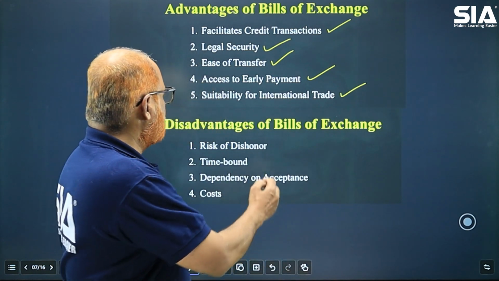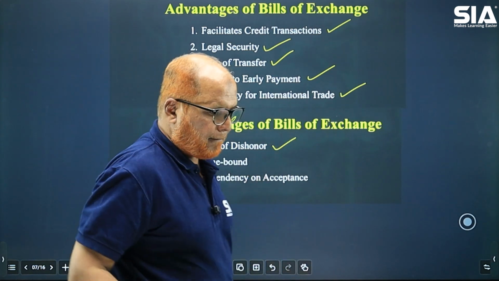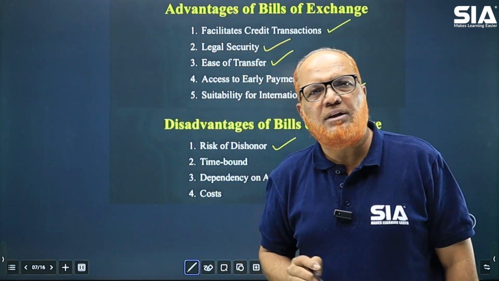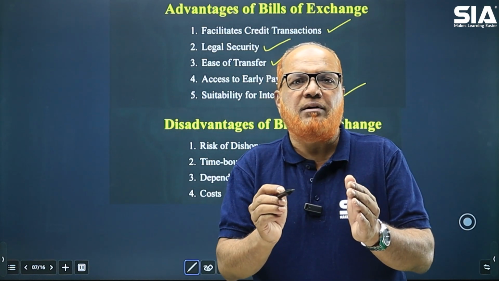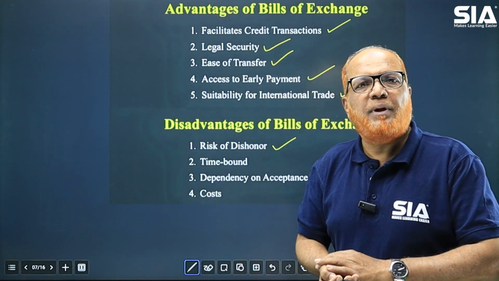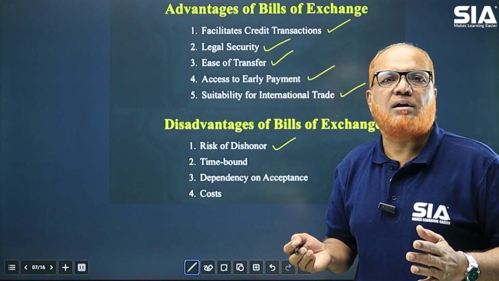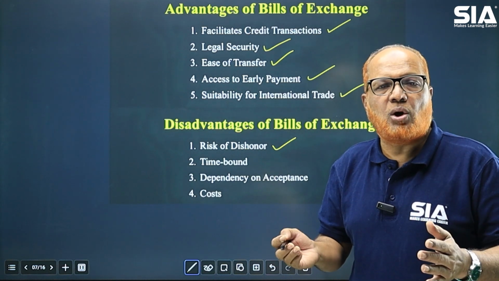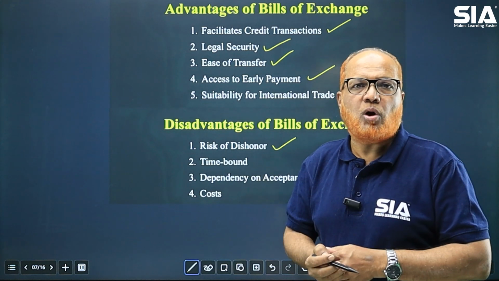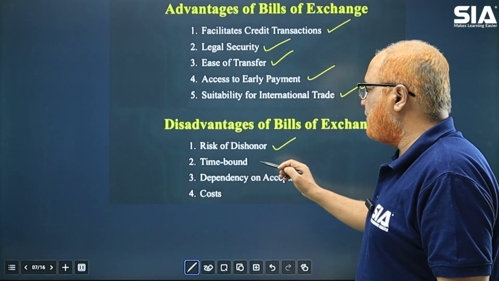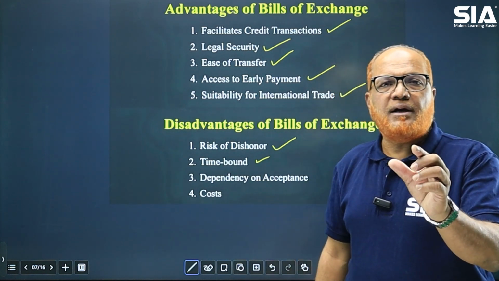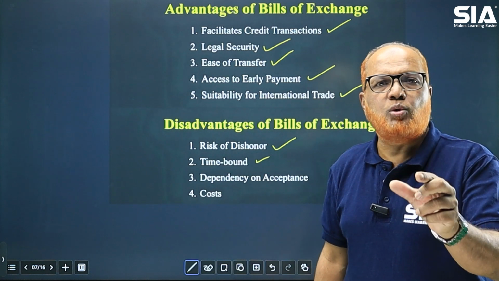The first disadvantage is risk of dishonor. Many times what will happen? The drawee has accepted the bill, but on the date of payment, he has not paid the amount. The chances are there that the bill may be dishonored and the person may not get the money. That is the drawback, the disadvantage.